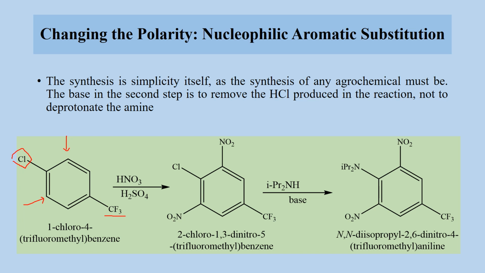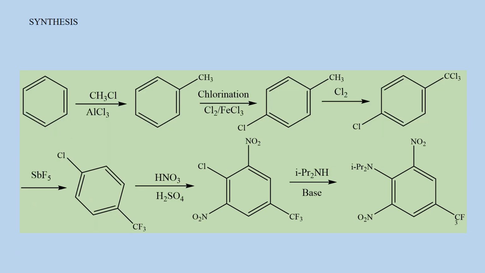And this intermediate compound is obtained, and when it reacts with the diisopropylamine, the simple SN reaction will take place, and this amine will replace this chloro, and the target molecule is obtained. And when we see its synthesis from the start of the reaction, how chloro and the trifluoromethyl are added, it is in detail.